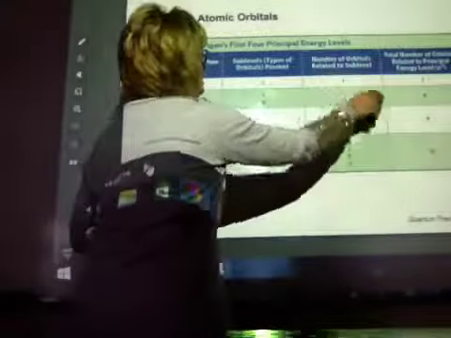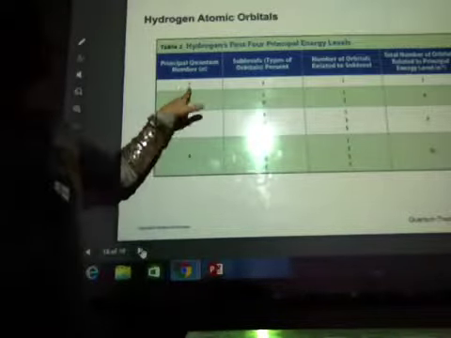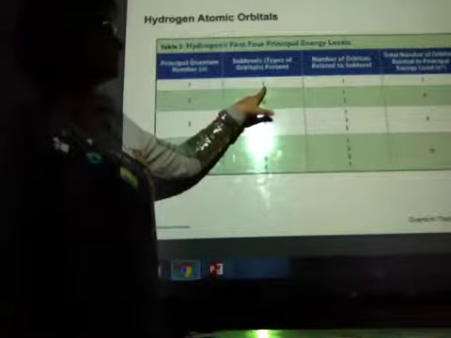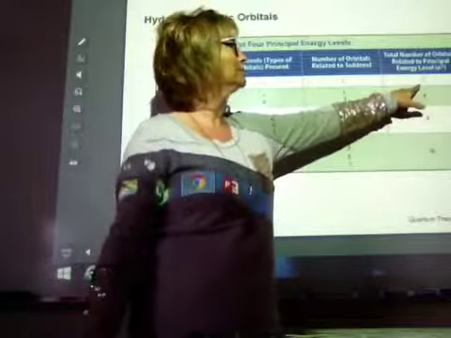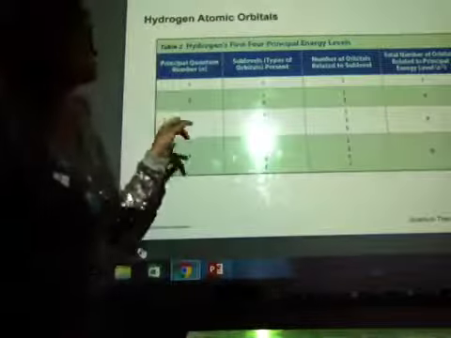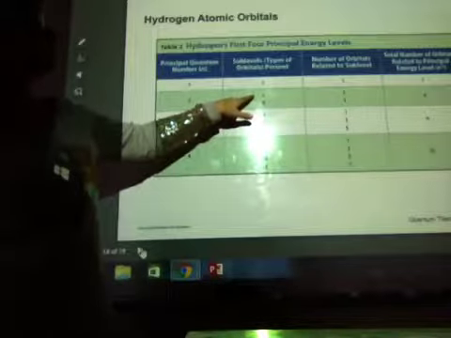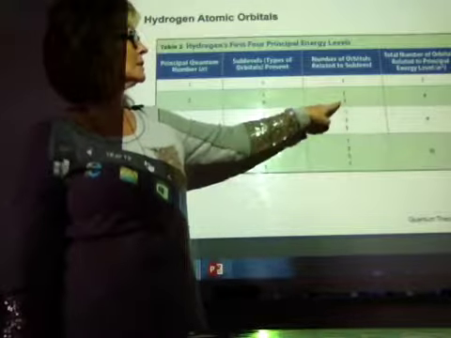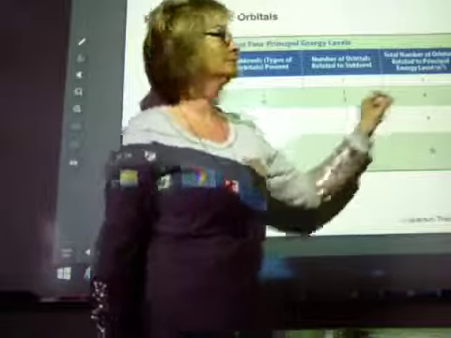And this table, by the end of the chapter, you need to understand this whole table. If my number is 1, I have 1 sublevel. That sublevel is an s. It's going to have 1 orbital, and it's going to have 1 total orbital. If I have a quantum number 2, it's going to have 2 sublevels, so they go in order, an s and a p. 1 orbital in an s. There's 3 orbitals in a p, which gives me a total of 4.